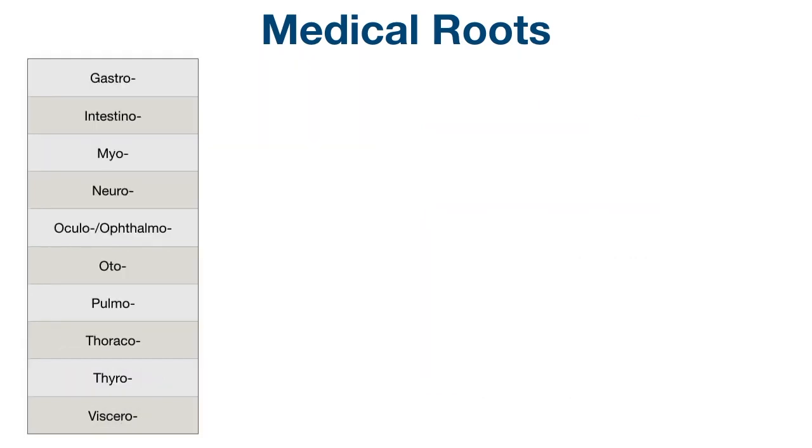Again, hit pause in the video and see how many you can name. Starting with gastro, this refers to the stomach. You can think of gastritis. We mentioned earlier that itis means inflammation, so gastritis is inflammation of the lining of the stomach.